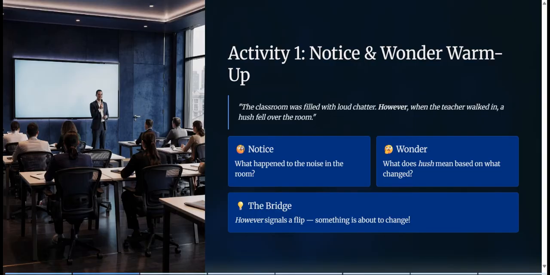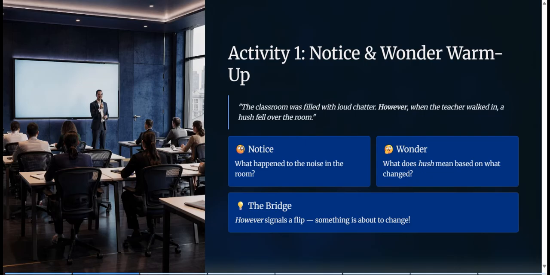Here's activity 1, notice and wonder. Here's our warm-up activity. The classroom was filled with loud chatter. However, when the teacher walked in, a hush fell over the room. Again, the classroom was filled with loud chatter. However, when the teacher walked in, a hush fell over the room.